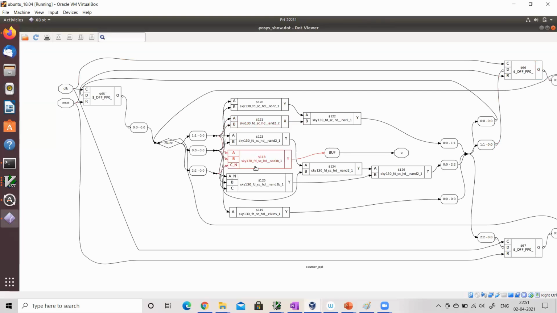But let us look into this. Let us concentrate on this. This is what is generating my Q. The Q is coming from here, where this is the bit 2. This is my bit 1 and this is my bit 0, correct? See, kindly look at this. The A input of this NOR gate is coming from bit 1. B input is coming from bit 0. C input is coming from bit 2.